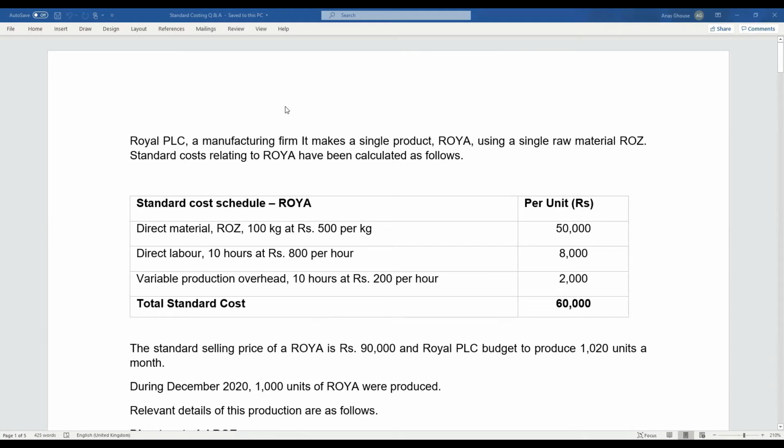Hi everyone, welcome to the session. In this session, I'll be discussing a question relating to standard costing and variance analysis. So let's go through the question, then we'll move on to the solution.